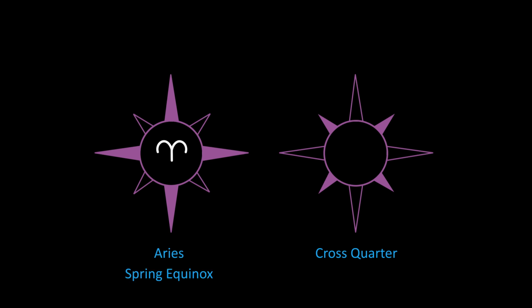When the sun enters Aries, it is spring equinox, Cancer, summer solstice, Libra is autumn equinox, and Capricorn is winter solstice. The 4 cross quarters, Imbolc, Beltane, Lammas and Samhain, are not set dates and are celebrated at different times. We include the most commonly celebrated days.